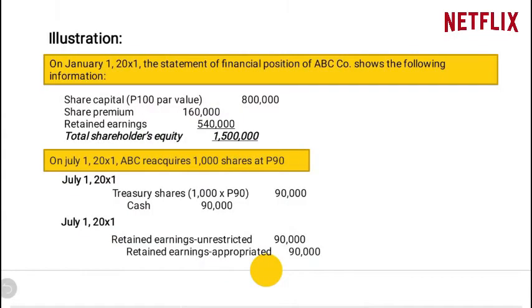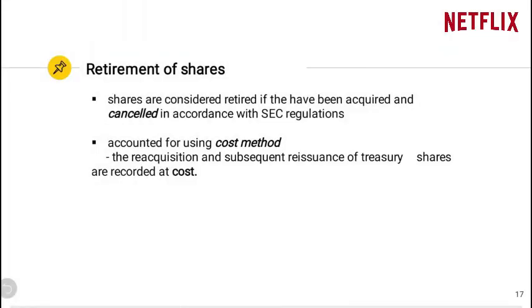Here is an illustration for treasury shares. Next is the retirement of shares. Shares are retired if they have been reacquired and cancelled. Any difference between the total amount removed and the retirement cost is accounted for as follows.